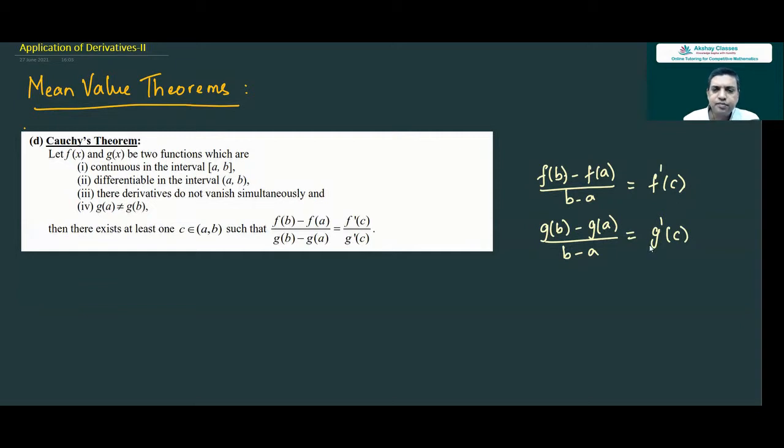However, the c may be different for both the functions, but Cauchy's theorem says as long as this doesn't happen, there will be one common c where the ratio f of b minus f of a by g of b minus g of a will be f dash c by g dash c. So this is provable by Lagrange's mean value theorem. Of course, we will not get into the proof of it, but this is Cauchy's theorem.